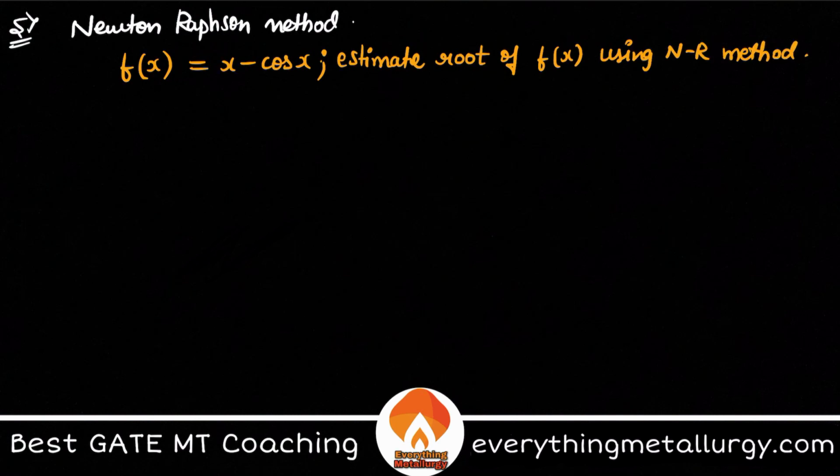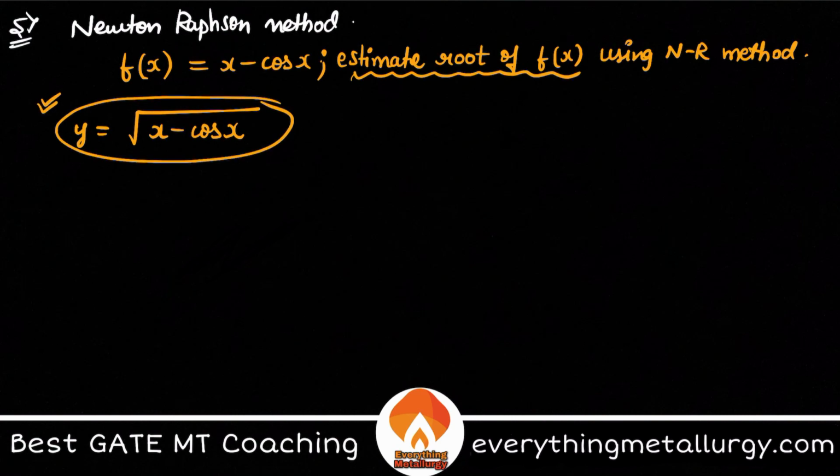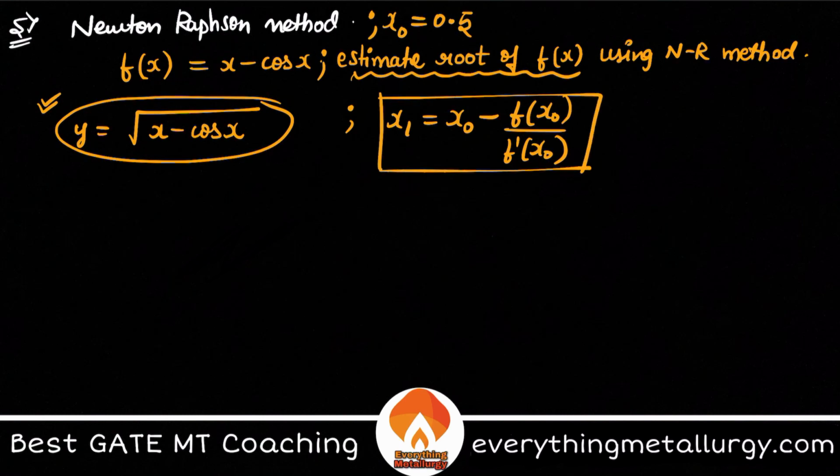So what do you need to estimate? Root of f of x. So your function y will be the root of x minus cos x. You have to perform the Newton-Raphson method using this, and they gave the starting value of x to be 0.5. So what is the Newton-Raphson method? x1 is equal to x naught minus f of x naught by f dash of x naught. That's it. So this must be your f of x. Take this value, put in 0.5, solve, and you get your answer.